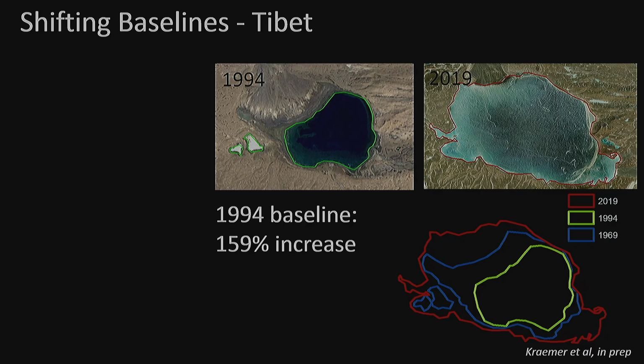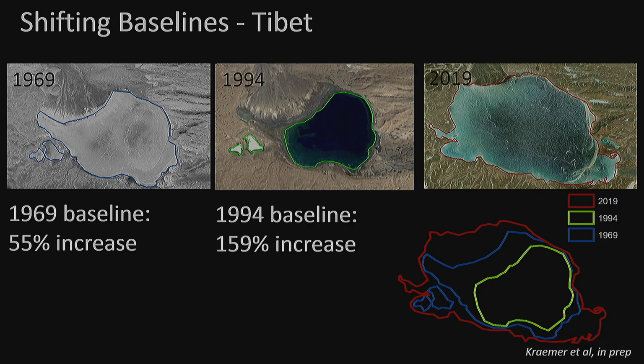a 150% change in the surface area of the lake. But change the baseline and add another time period to the story. And if we compare the current extent of the lake to 1969, we actually only find a 50% change in the lake surface area. And this is just an example of how perhaps some of these changes might actually also be related to background climate variation, not just to the anthropogenically caused climate change.